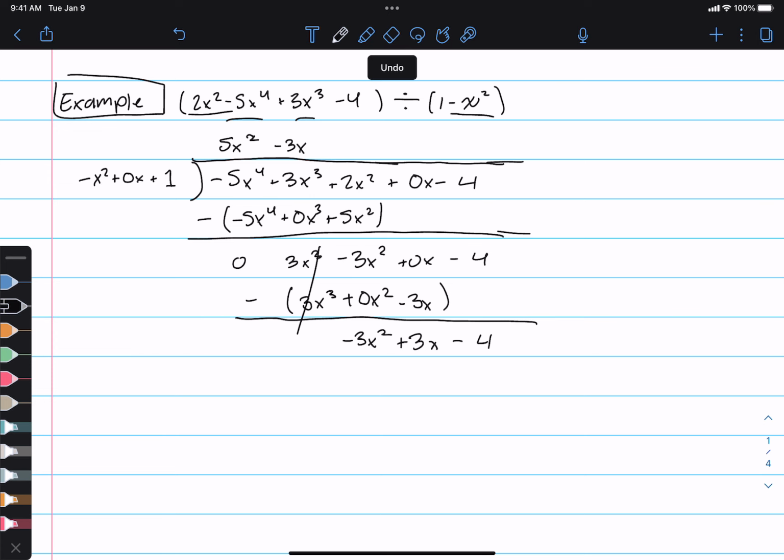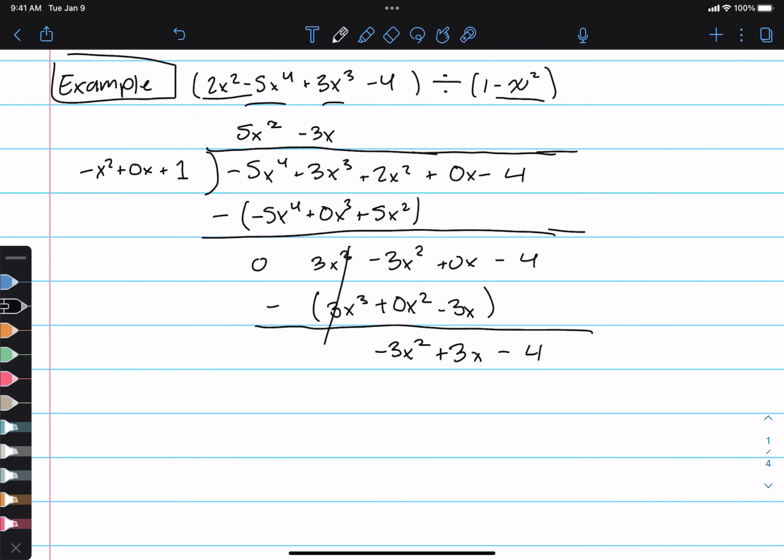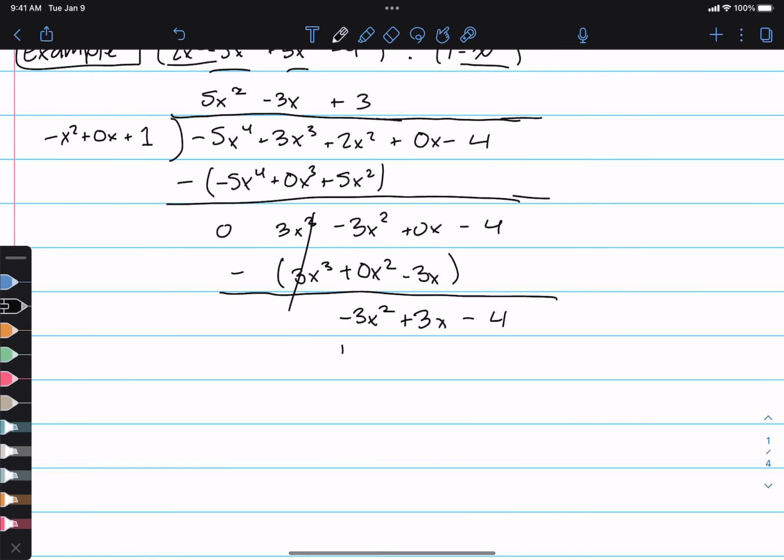And so how many times does negative x squared go into negative 3x squared? That's going to be 3 times. So plus 3. And we're going to subtract out a negative 3x squared plus 0x. And then we're multiplying by 3 plus 3.